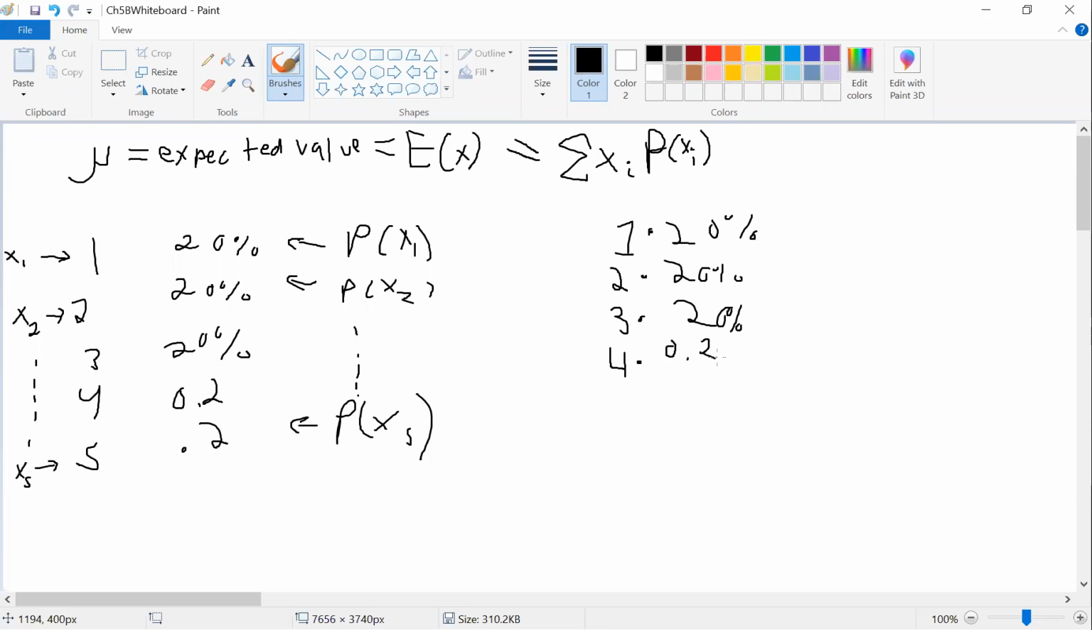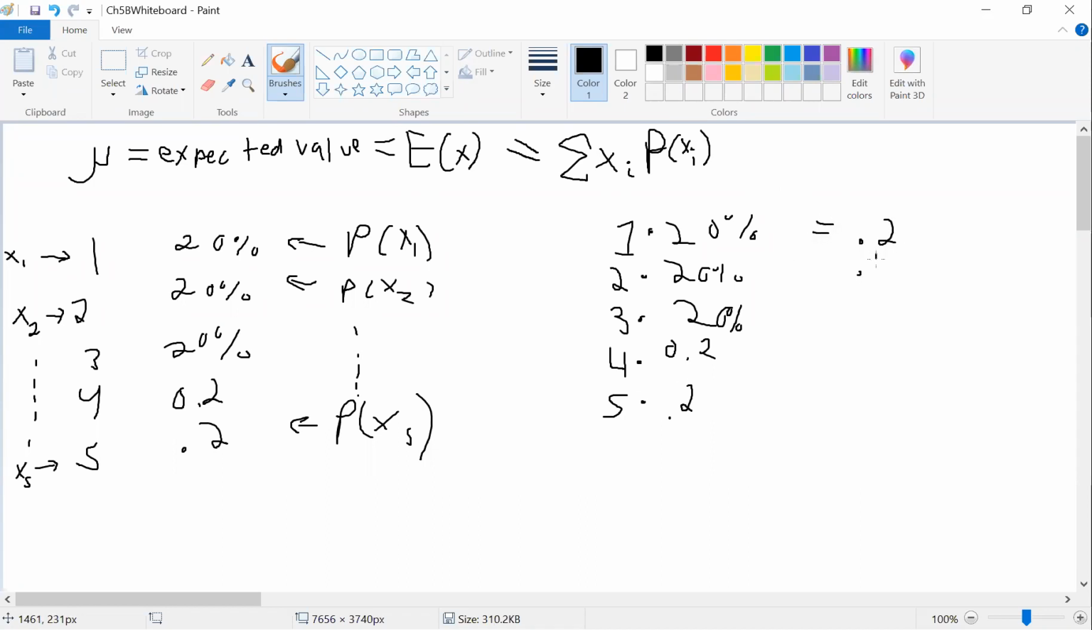But let's stick with the 0.2, you know, switch between notations. You should be able to easily switch between these two as you so need to. And our last x value is 5. And the probability associated with that is 0.2. Now, we just need to take all these products and then add them all together. So 20% of 1 is 0.2.